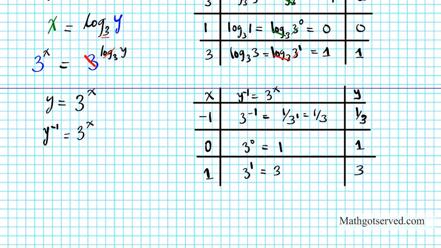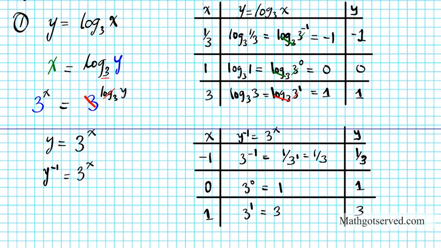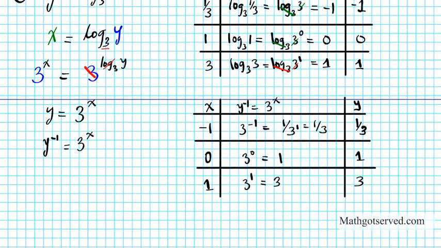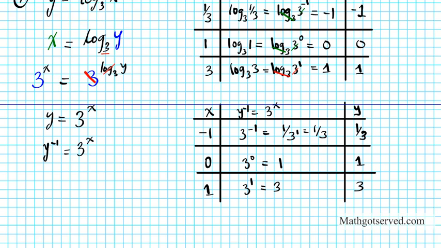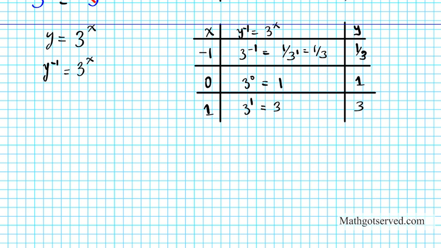All right, we have the two tables. Now I'm going to put these two tables nicely condensed next to each other, and then we're going to compare them. Let's condense the first original function with the input and output values. So we have x and y. In this case, y is log base 3 of x.